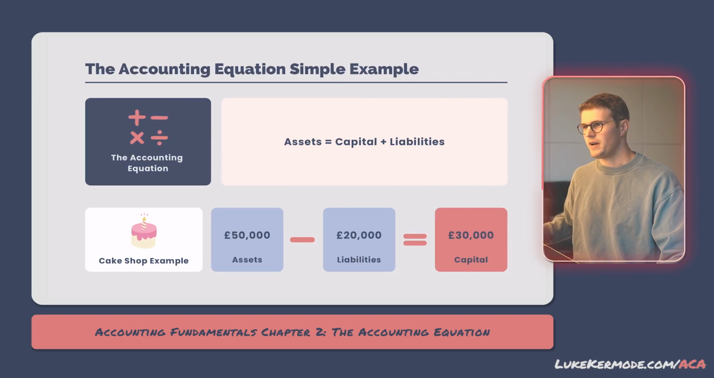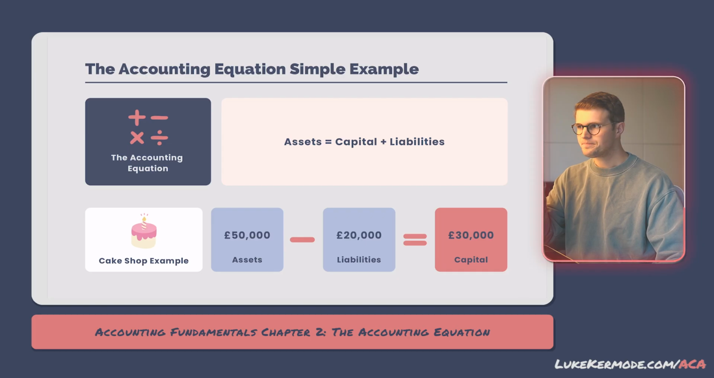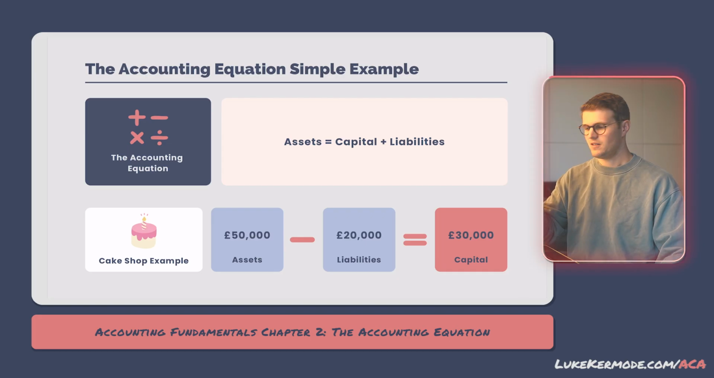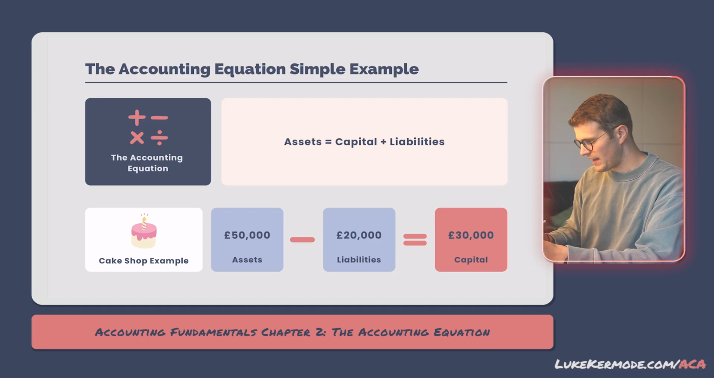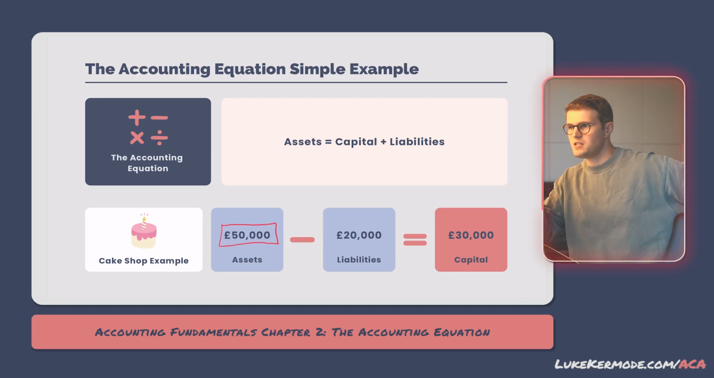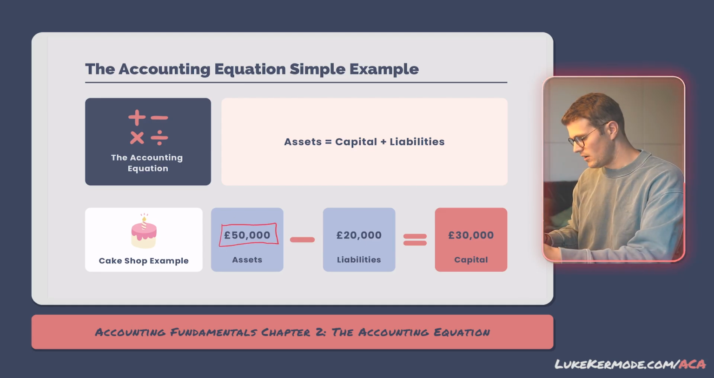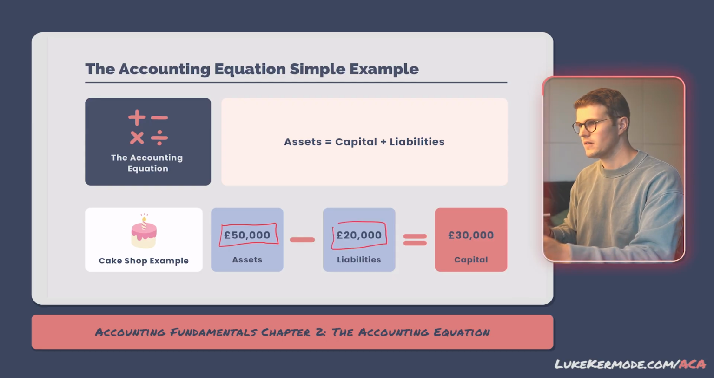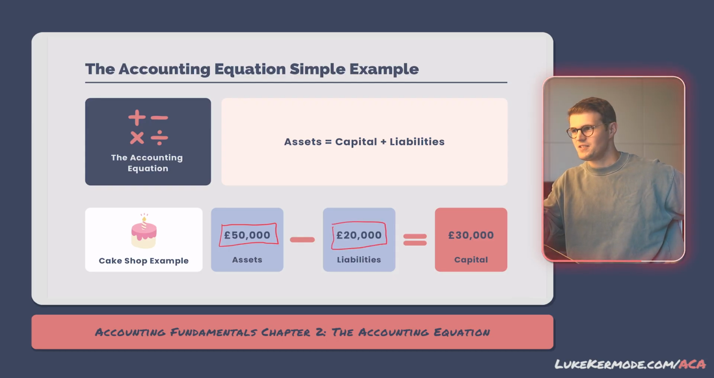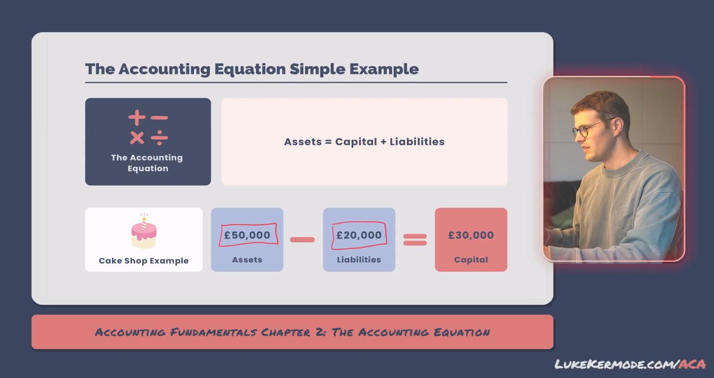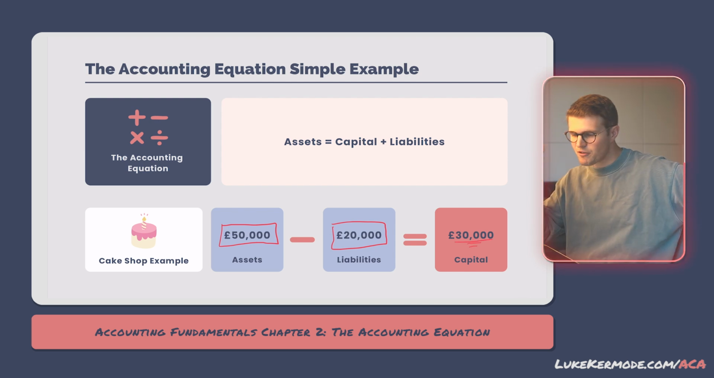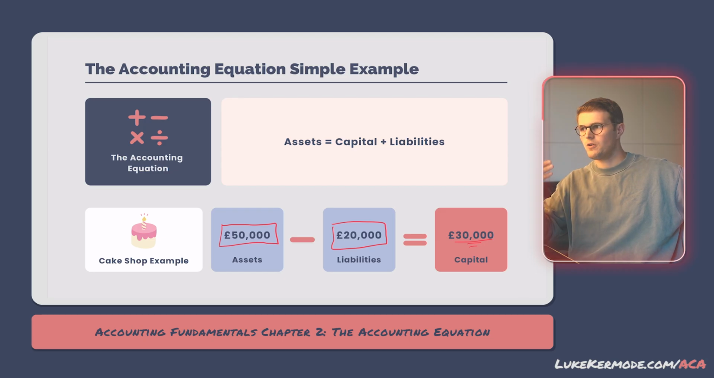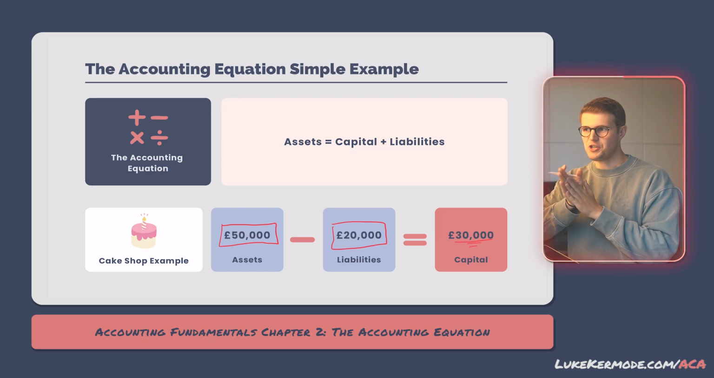So think of it this way through a simple example. If you own a cake shop and your oven, counter and ingredients total £50,000 worth of assets, but you borrowed only £20,000 to start the shop in the first place, then your capital, the part of the business that you own, must be worth £30,000. So every financial event, whether it's a sale, a loan, or a purchase, must keep this accounting equation in balance.